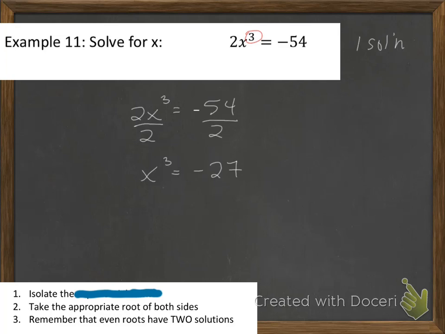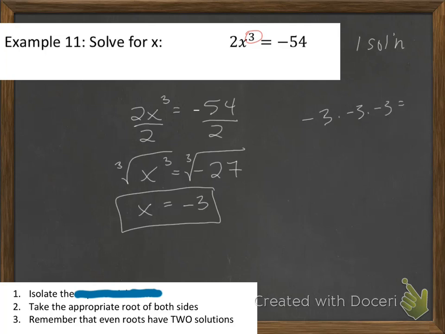Okay, so I'm going to take the third root of both sides. Remember, when you take an odd root of a negative number, it's cool. You do not generate an imaginary number. So the third root of negative 27, you can literally just type this into your calculator. You get negative 3. If you don't believe me, try this. Negative 3 times negative 3 times negative 3 is negative 27. Try it on your calculator and you will find out that it is true.